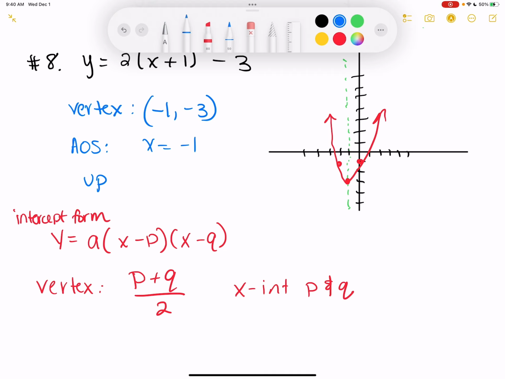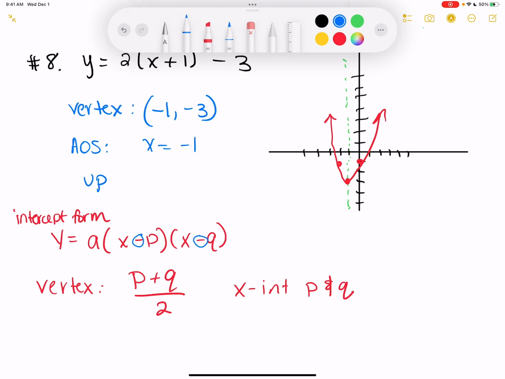Alright, so with intercept form, again, remember these signs are important. They both need to be negative. If not, then you have to figure out how to make it negative. So these are our intercept points, K, P, and Q. The vertex is halfway between P and Q, so if you can see it quickly, that's cool. But if not, then you just add the two values together and then divide by 2.